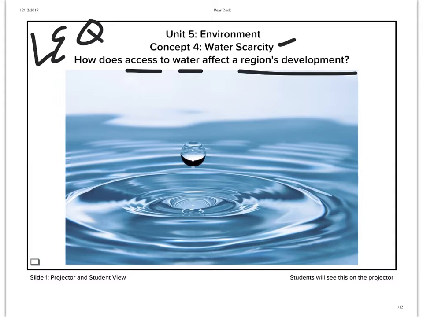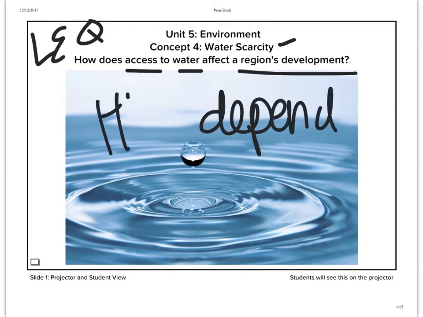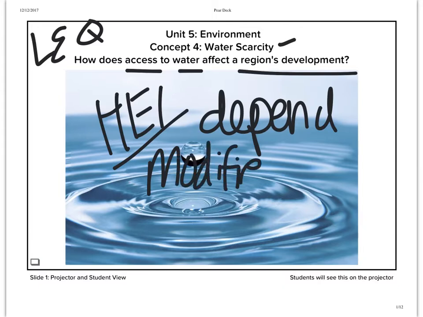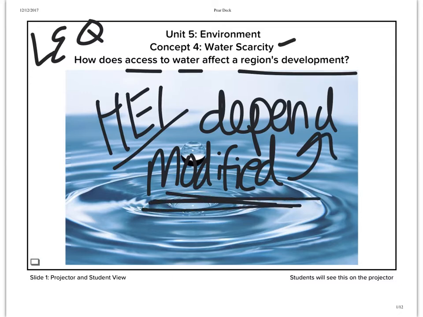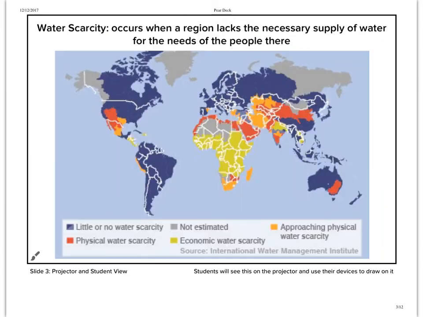So basically, we're thinking about the fact that humans depend on water. If you think back to our human environment interaction words, humans depend on water, but as we've seen and as we will see, humans have also modified the environment a lot in order to get the water, but then that's having an impact on the environment, and we're going to look at that as well. So in your yellow packet.